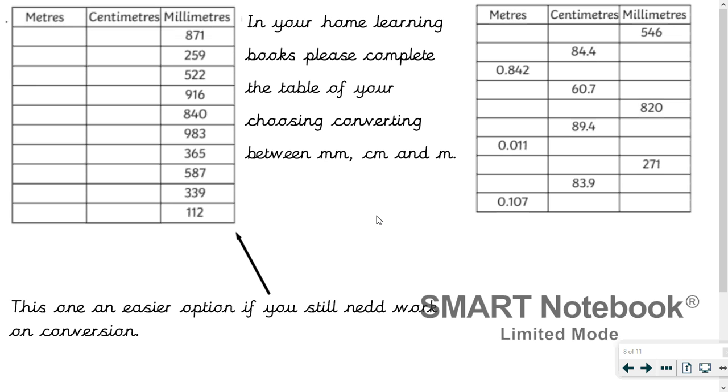What I'd like you to do in your home learning books, if you could set it out as a beautiful table, that'd be great. Otherwise, you just need to convert each one. Pick a table. Don't do both. You choose either this one on the left or this one on the right. Just do one. And can you write all the missing boxes, please? Fill them in, the missing conversions.